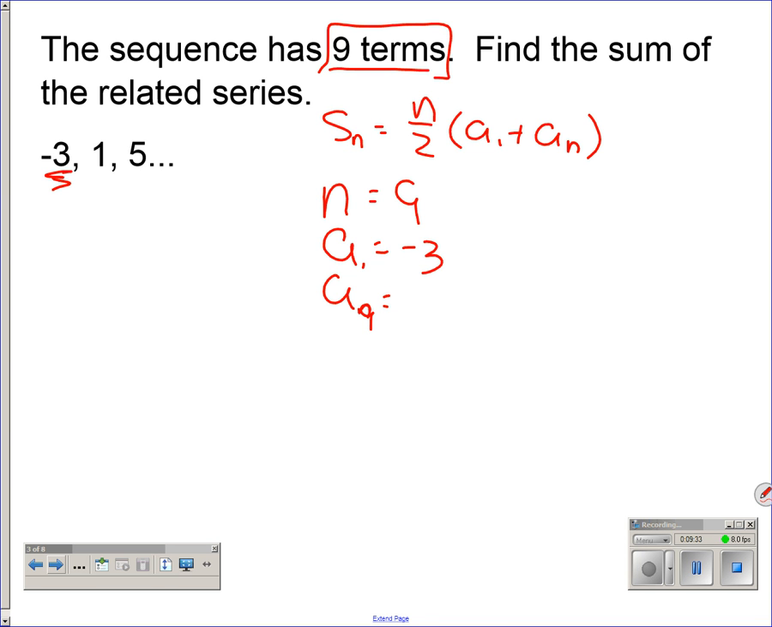Well, how do I figure out what my 9th term is? You got to use your explicit formula. Anytime I need to find any nth term, use our explicit. We've been using that formula for a while now. Remember, it's our first term, negative 3, plus n minus 1, which in this case n is 9, times our common difference. What's our common difference in this case? Yeah, it's plus 4. What does that equal? 29?